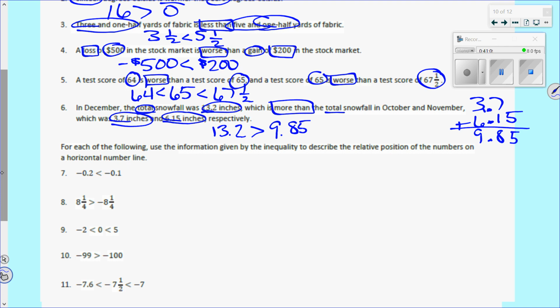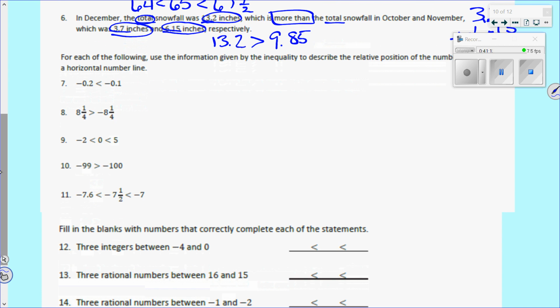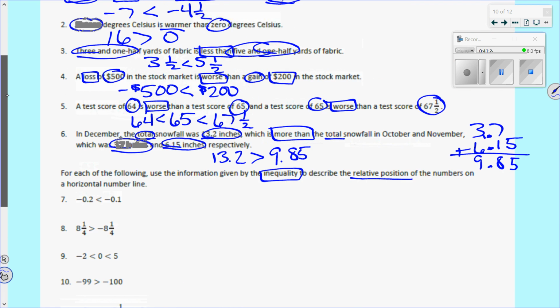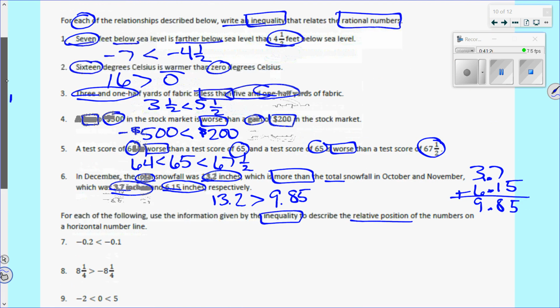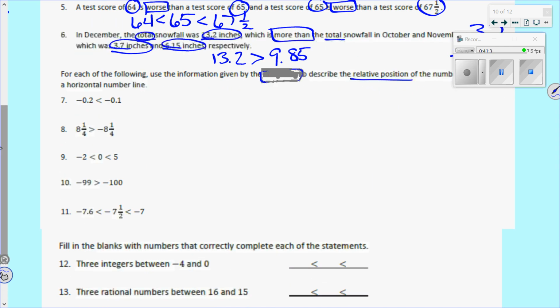Everybody tracking so far on the first 6? Okay, for each of the following, use the information given by the inequality to describe the relative position on the number line of a horizontal number line. Yes? Okay, so if I'm talking about relative position, where's -2 in relation to -1?